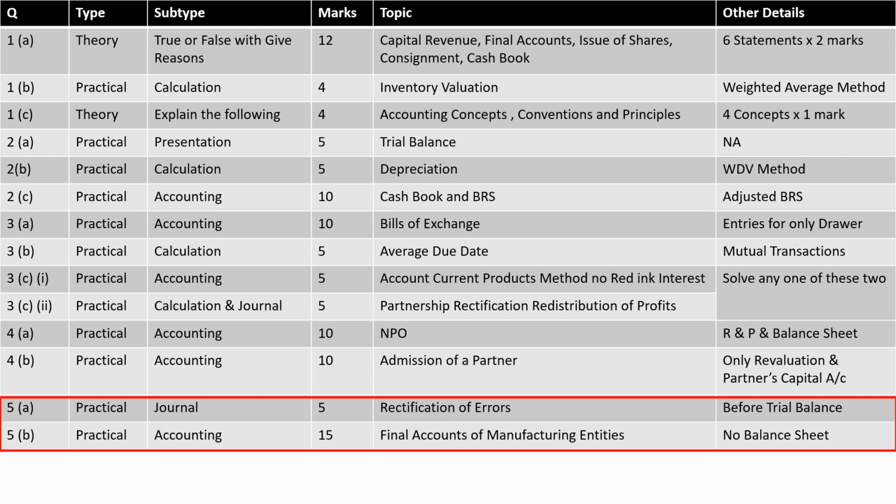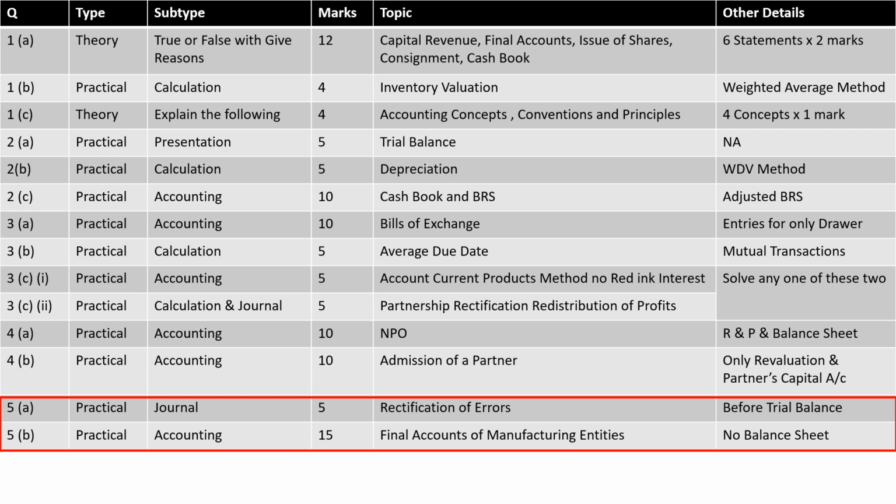And question number 5B is accounting question that asks final accounts of manufacturing entities. But again, balance sheet was not asked. So you are supposed to prepare manufacturing account, trading account, and profit and loss account. So question number 5A and 5B, I am sure that if I would have been at your place, I would have surely solved it and I would have got my 20 marks there.